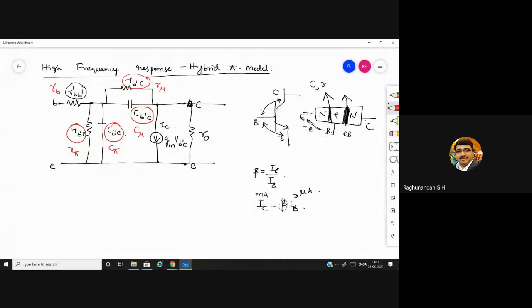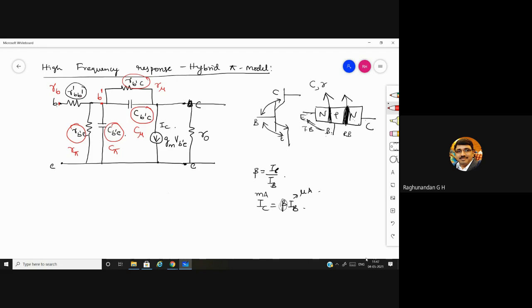So this terminal we take as B'. Here this was written as r'BB'. Why? Because this is the resistance from the external terminal of the wire to the internal terminal of the base. The internal terminal of the base is B'. So between this, whatever resistance we are having, that is r'BB'. Okay. So this is the hybrid pi model for a transistor in CE configuration.